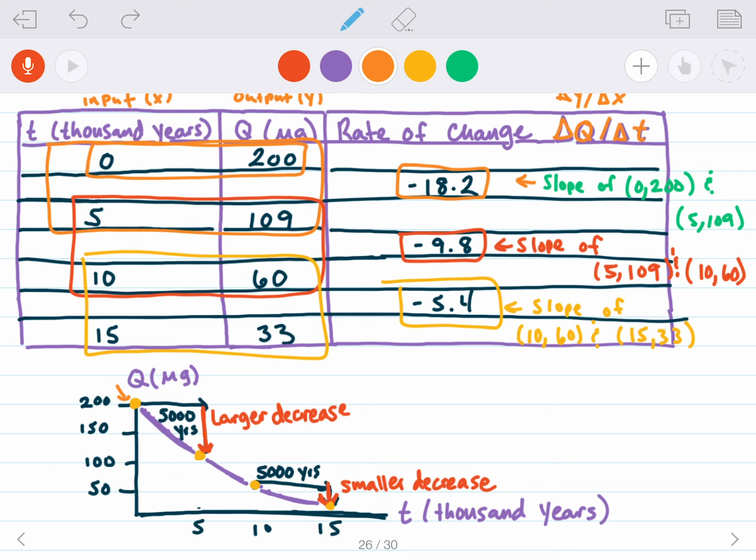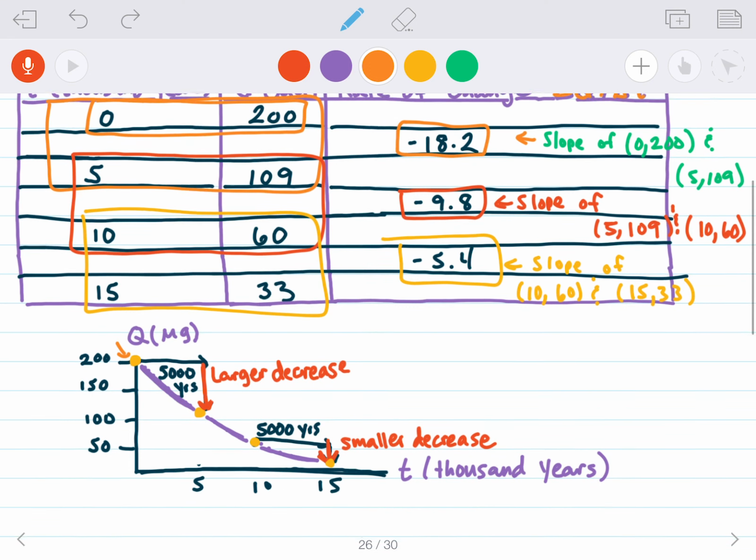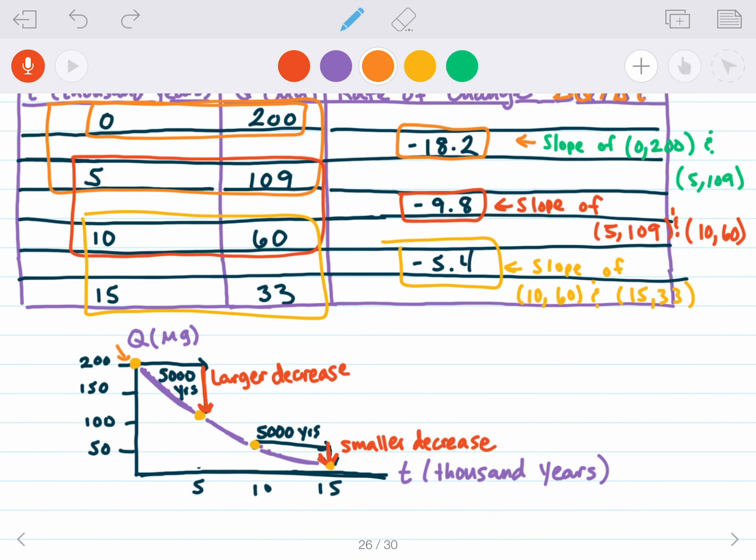And what this graph is showing us is that yes, the amount of carbon-14 is constantly decreasing, right, as the years go by. However, it's decreasing faster at first, and we can see that here. There's a larger jump between this point and this point than there is later on between year 10 and year 15.